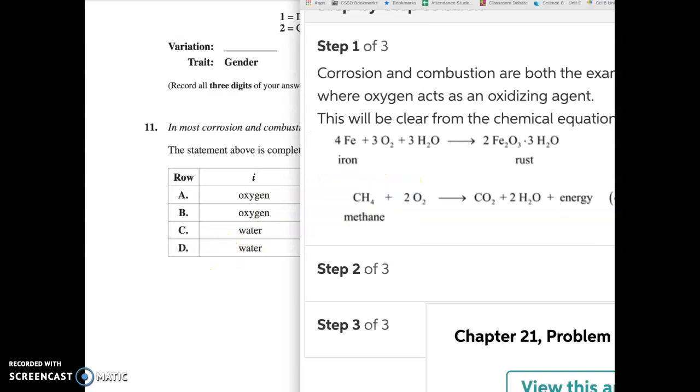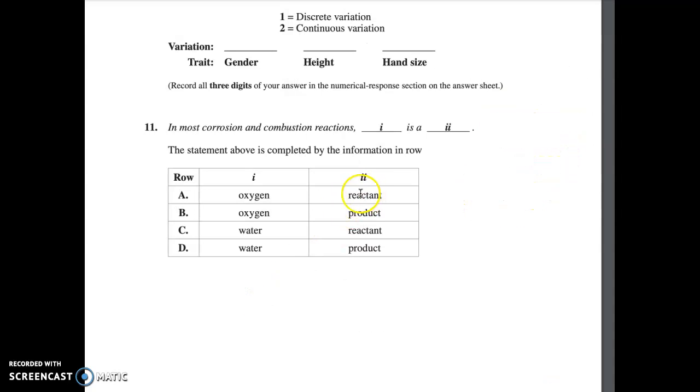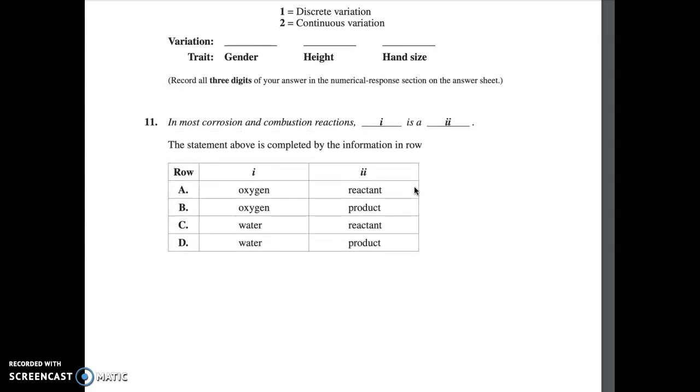Okay, and water is actually a product according to these equations, so maybe not the best question. Okay, I would go with oxygen though. Okay, pick oxygen and reactant would be what they were looking for, not so much the water.